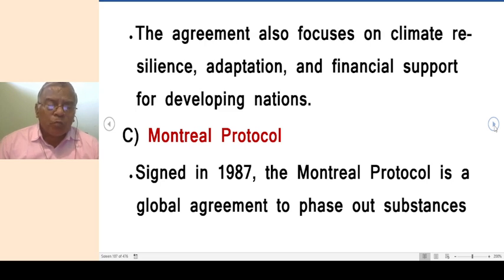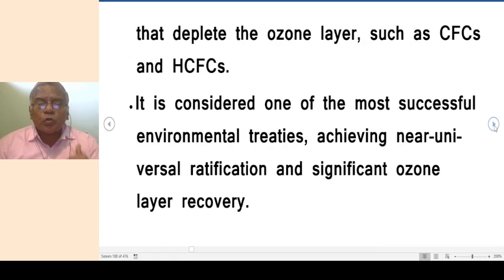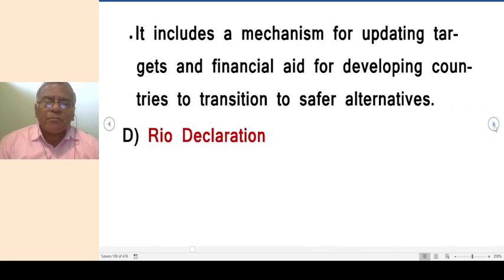The third one will be Montreal Protocol. Signed in 1987, the Montreal Protocol is a global agreement to phase out the substances that deplete the ozone layer, such as CFCs and HCFCs. It is considered one of the most successful environmental treaties, achieving near universal ratification and significant ozone layer recovery. It includes a mechanism for updating targets and financial aid for developing countries to transition to safer alternatives.